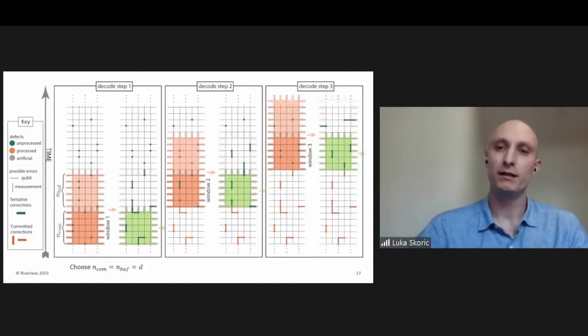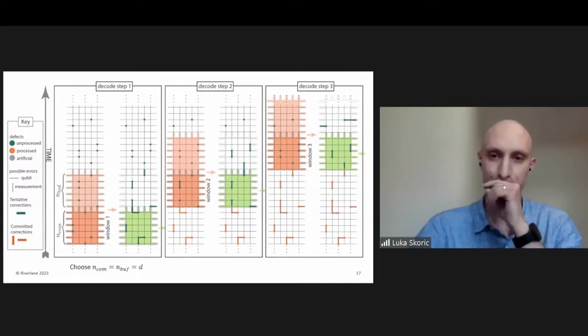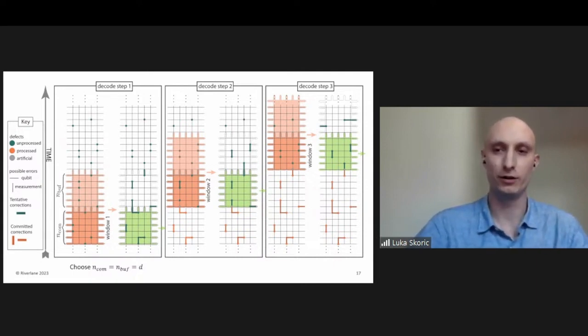So while we might expect that the logical fidelity is going to be somewhat reduced as opposed to decoding the full computation with a global decoder, we expect this to be negligible as long as the buffer region is large enough. So by doing this, we have successfully broken down the problem into smaller problems that we can manage and solve in real time while the algorithm is running.